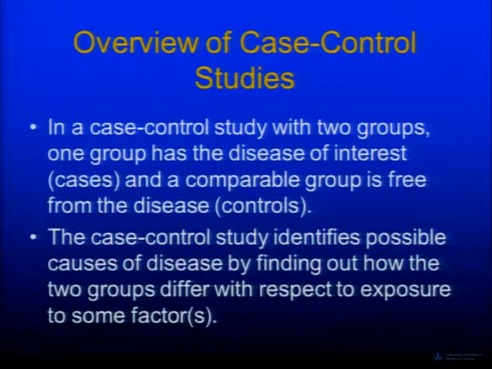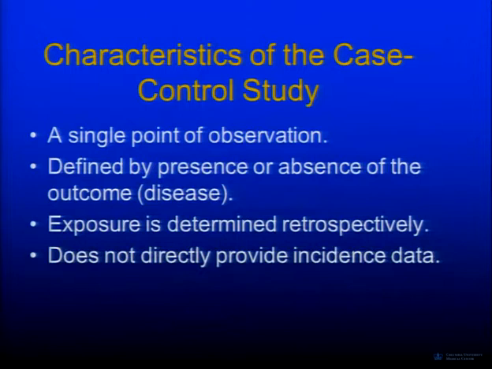exposure to some factors. So the characteristics of the case control study kind of point out what some of the limitations are and what its pitfalls are. So one thing is that it's a single point of observation. It's defined by the presence or absence of the outcome or the disease. And the exposure is always asked about retrospectively. We're talking to someone today and we're asking them, what did you eat in the past? And that's what we mean by retrospectively.